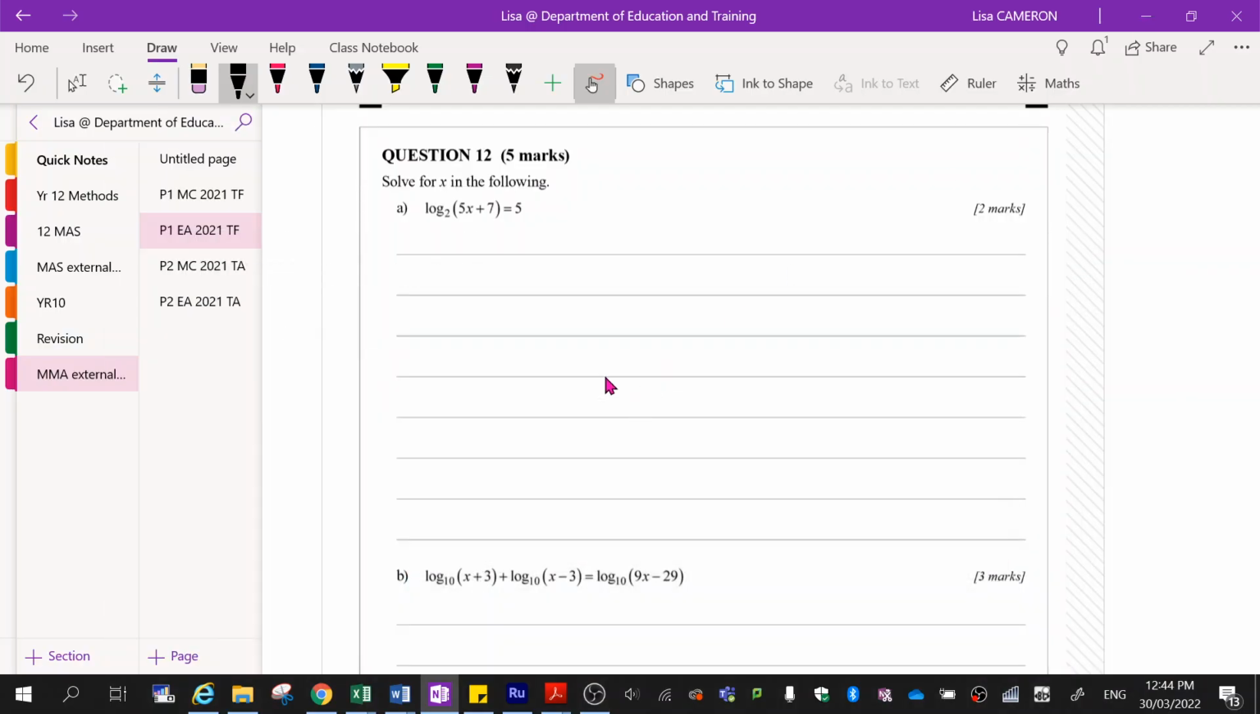Okay, so now we're going to attempt a log question. So first thing I'm going to do in order to rearrange these is I'm going to take the log from this side of the equation to that side. If it's a log of base 2 here, it will become 2 to the power of whatever's on the other side, so 2 to the power of 5.